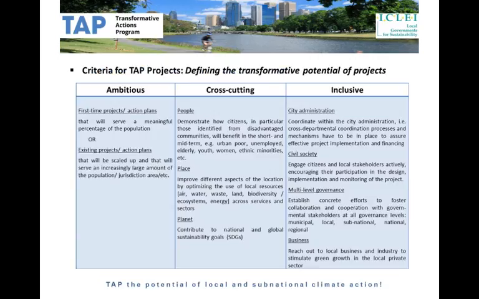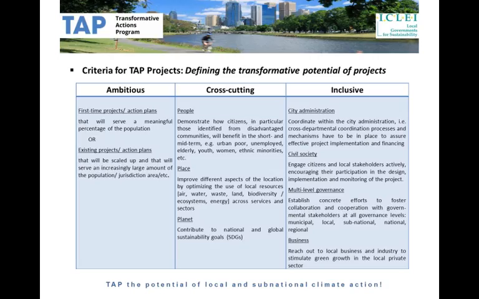Turning to the criteria for individual TAP projects, these are the criteria that we will look for. The key aspect is that the project should have the potential to transform society. What this means to us is that the project should be ambitious, cross-cutting, and inclusive. Regarding the ambitious aspects, projects can be either first-time projects that will benefit a large proportion of the population, or existing projects that will be scaled up and then benefit even more of the population. Regarding the cross-cutting criteria, we will look at how different communities will benefit from the project, how different types of resources will benefit in terms of management, that is sustainable energy, quality, land use, etc., and how the project will contribute to other subnational, national, and global sustainability goals.